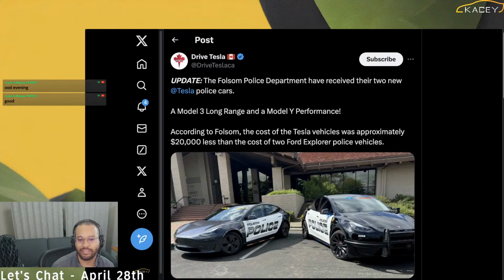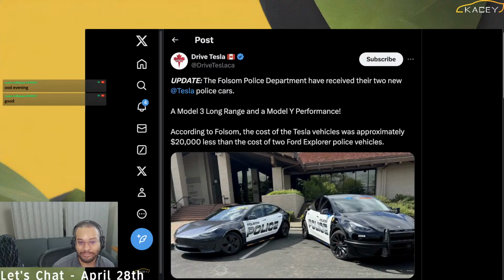And I see that the 3 is either a long range or a base of some sort, while the Y is a performance. You can see the red brakes poking out and the wheels that are used. So Model 3 long range, and a Model Y performance. According to Folsom, the cost of the Tesla vehicles was approximately $20,000 less than the cost of 2 Ford Explorer police vehicles. Incredible. So that's before you even consider the operating expense savings. So just the straight up purchase price was cheaper.